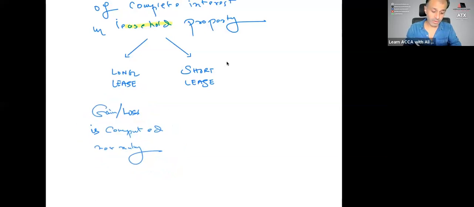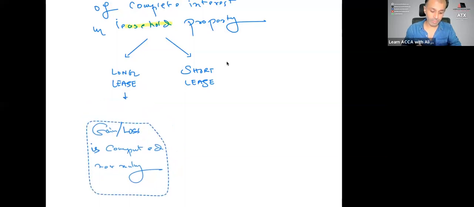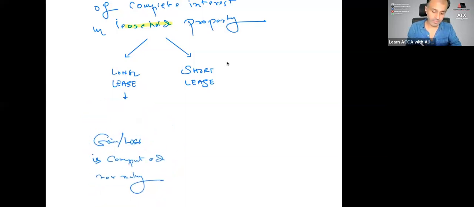What makes the lease a long lease? I forgot to mention, the lease is long when the duration of the lease is more than 50 years. That makes the lease a long lease.